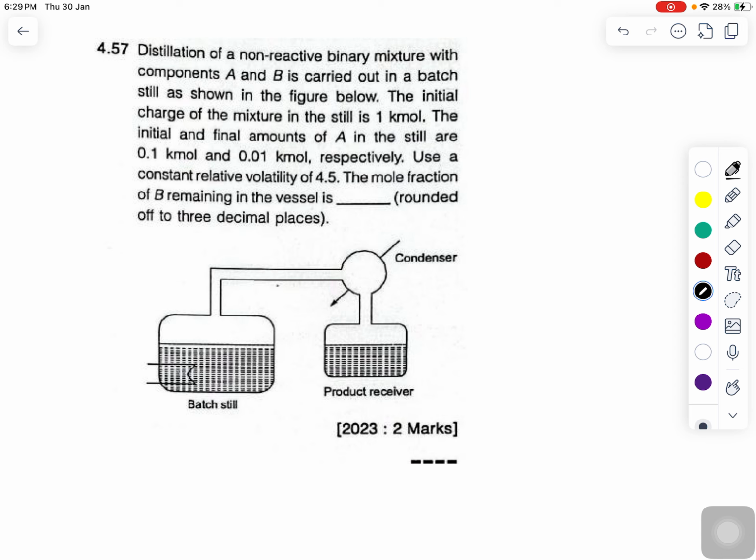The initial charge of the mixture in a still is 1 kilomole per hour. 1 kilomole. So F is given to you as 1 kilomole. The initial and final amount of A in the still: initial moles of A is 0.1 kilomole. So what is the mole fraction of A here? X of feed in mole fraction is equal to 0.1, and the XW is 0.01.